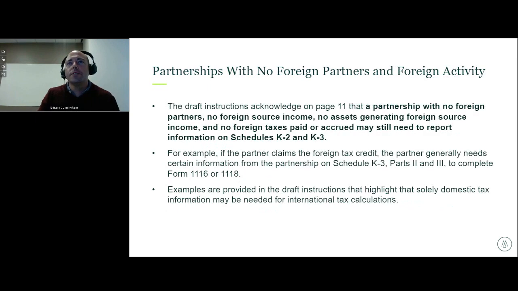All right, we're getting towards the end of this section. Just want to highlight on this slide that in the draft instructions, the IRS makes a point of clarifying that there are limited circumstances in which even a domestic partnership with no foreign activity, no foreign partners, would not need to file it. The information still may be needed for the partners because purely domestic information could be relevant for those partners in preparing their tax returns. So they provide examples throughout the instructions showing how and why this may still be needed. So basically, prepare the K-2 and K-3 with the return.